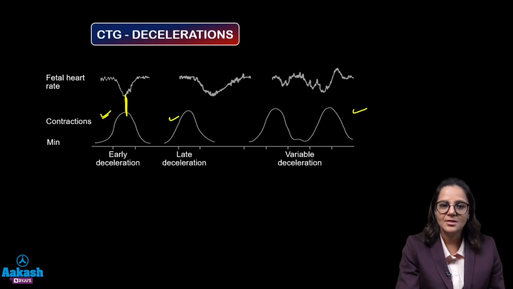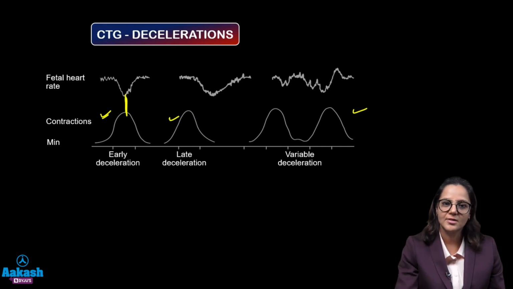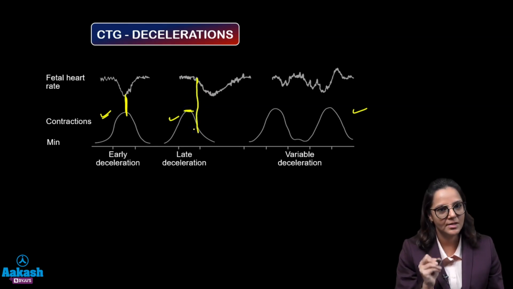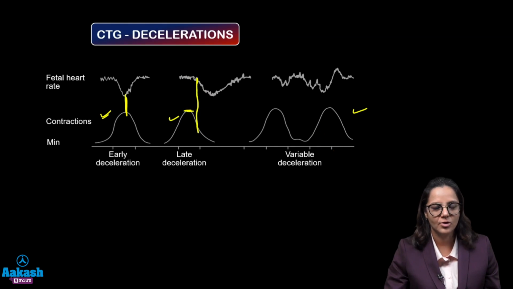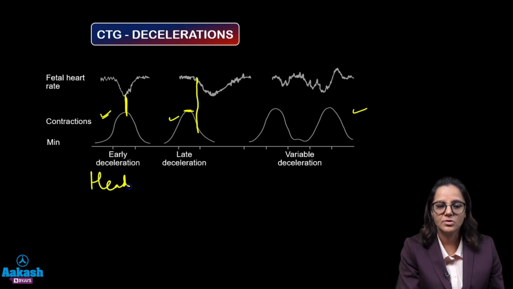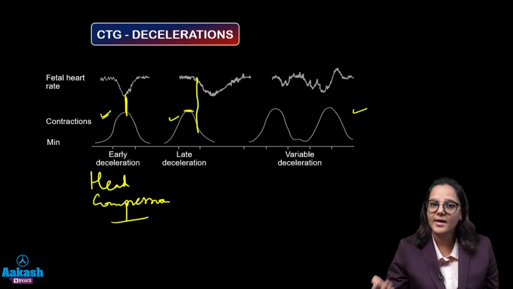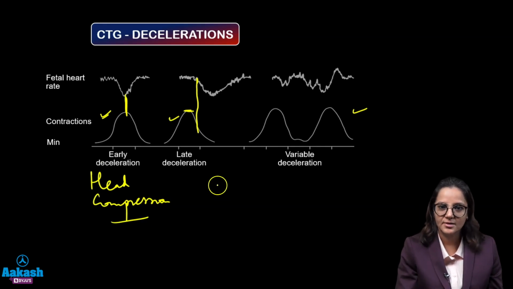Late deceleration is that the deceleration starts after the contraction has peaked. So the maternal contraction has peaked, and deceleration is starting after the peak of the maternal contraction. Variable deceleration is that it does not have any normal or regular pattern, and it can start or end anywhere. What is the significance of this? Early deceleration is seen in cases of head compression. So basically it's a normal thing. As the baby is coming down the vagina, the head gets compressed, and it is nothing to worry about.